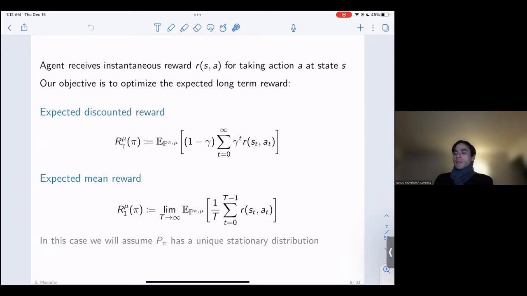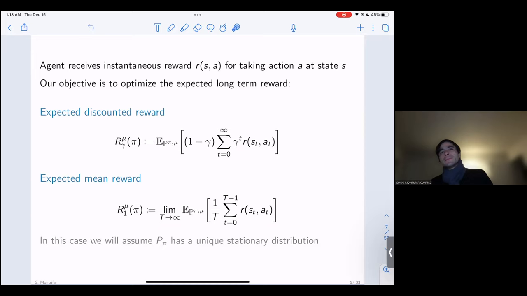Maybe the intuition would be that we care more about the instantaneous rewards that we receive now, and less about the rewards that we receive far into the future. Nonetheless, one may also care about an expected mean reward, where instead of discounting, one takes just the regular mean over all the time steps. That would be this case. And then one takes a limit as the time goes to infinity, for the case that we're looking at here, which is an infinite horizon. This can lead to some technical difficulties, but there are well-established conditions under which this quantity is well-defined.